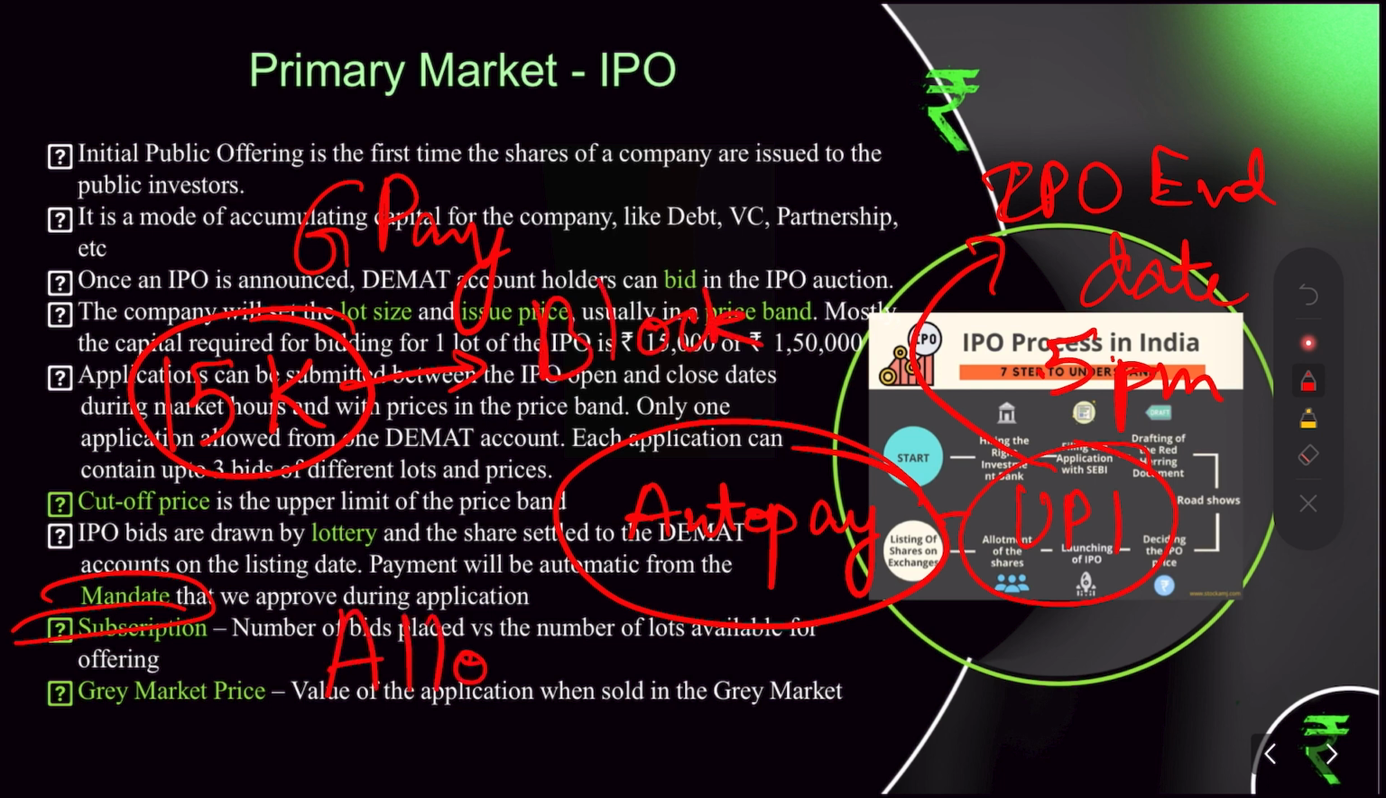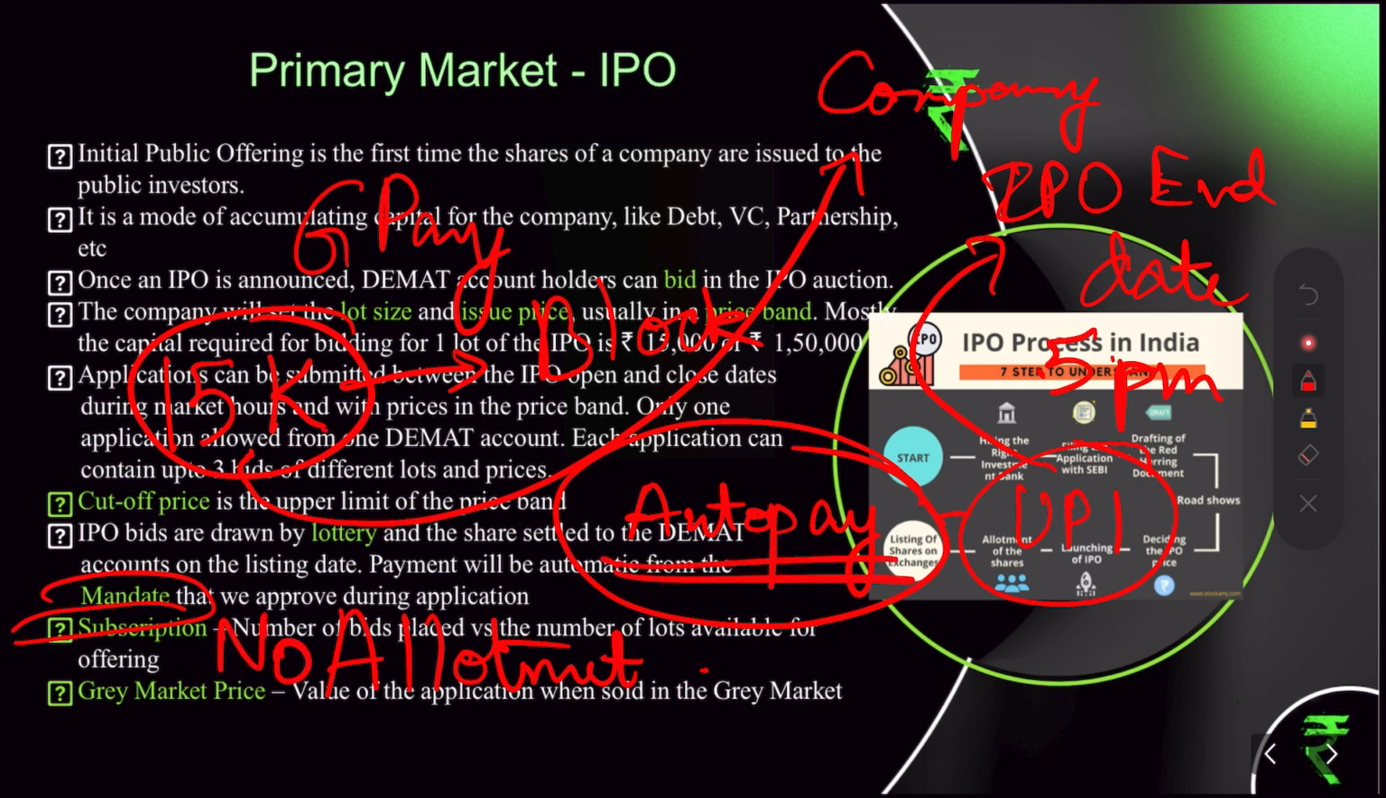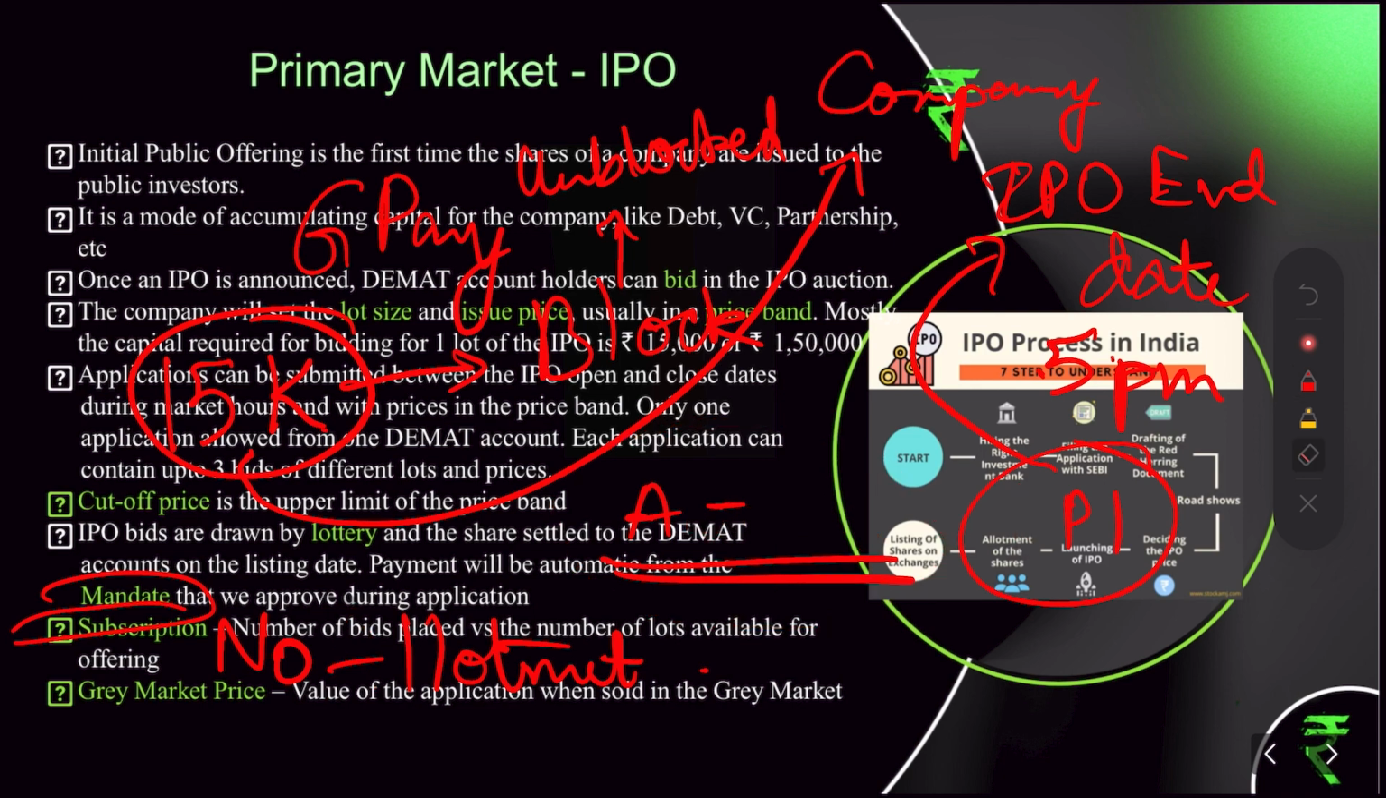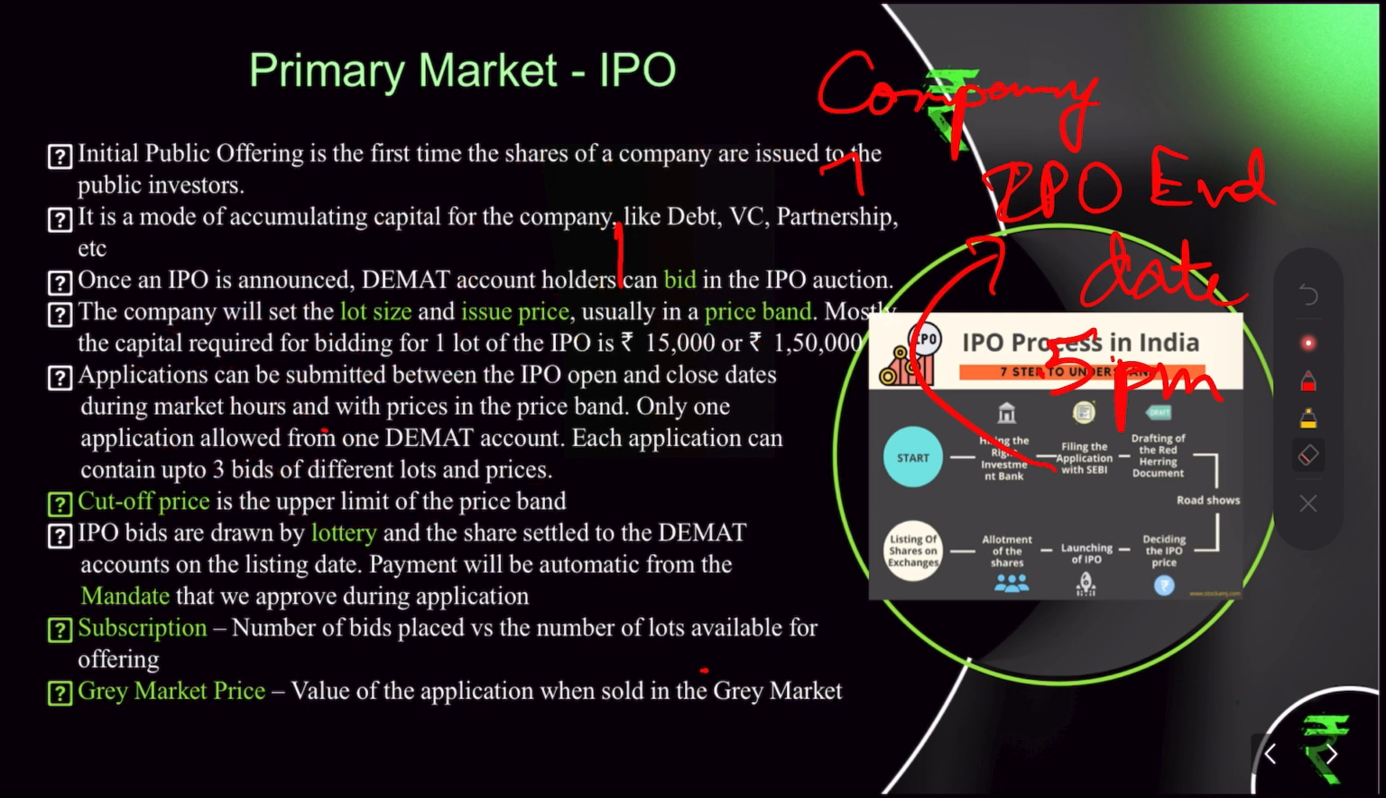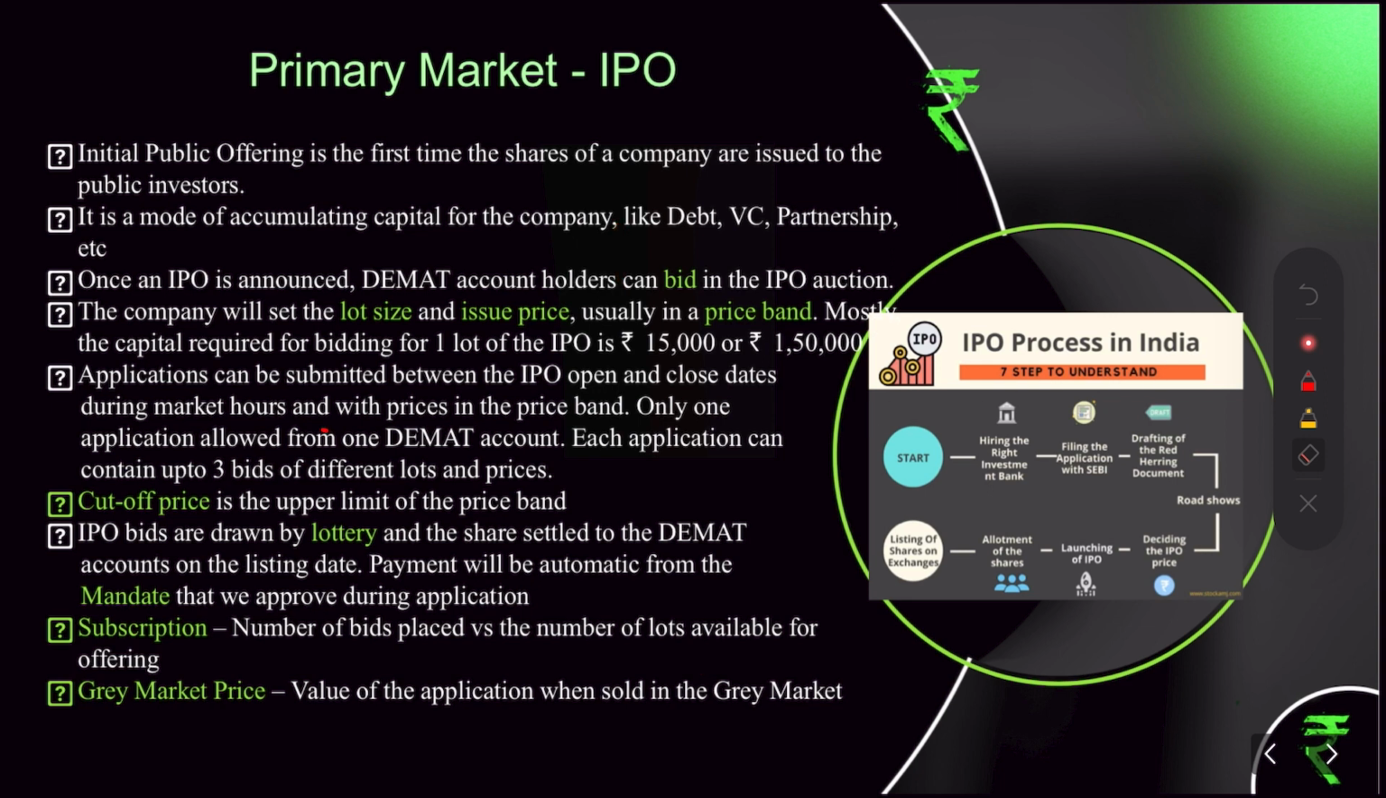In case of allotment to you, this 15,000 will directly go to the company automatically. You don't have to authorize it again. This is what is called an autopay system. If you are not allotted, this 15,000 will be unblocked in your bank account. So don't forget to authorize your autopay mandate after submitting your IPO applications. Otherwise, your IPO will be rejected even if you are allotted on the lottery system, right?